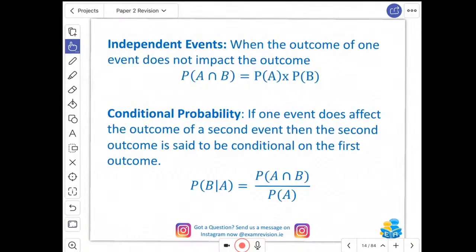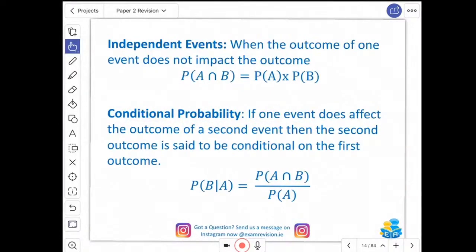This has come up in the Leaving Cert before: if you're asked to prove that two events are independent, you need to multiply their probabilities by each other, and that should give you the same answer as the intersection of those two probabilities. We'll look at an exam question on this in a second, and I'm pretty sure we are asked to prove that, so I'll show you how that works.